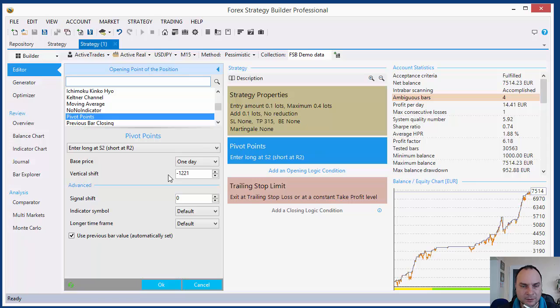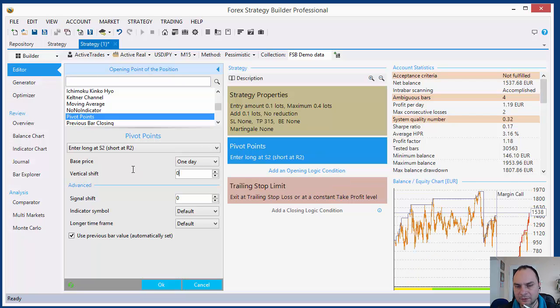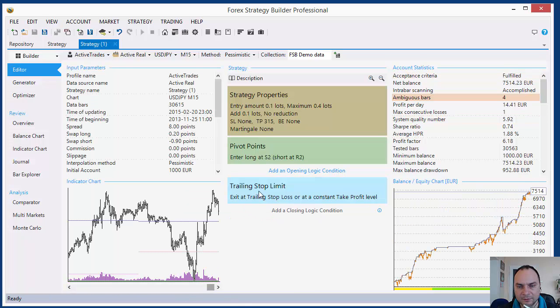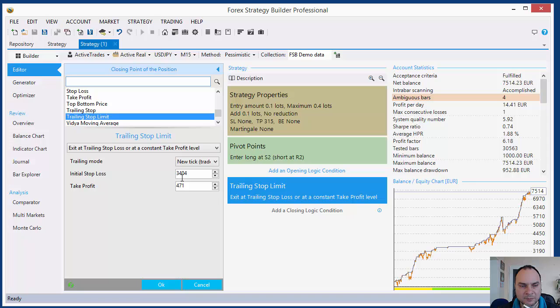Okay, pivot point. Enter at support 2 line for long position, but I have vertical shift. I don't like that. If I remove the shift, no, it's not working. Cancel. And what I have, trailing stop, initial stop.